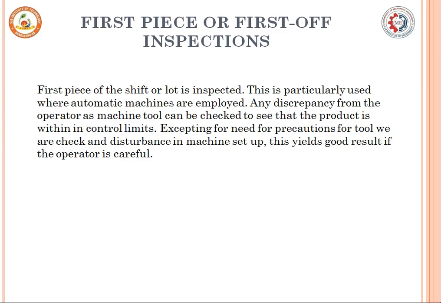So let's see further. Inspection is first piece or first off inspection. The first piece of the shift or lot is inspected. It means when you produce a lot, for example 100 pieces given to manufacture, the first 100 pieces are checked whether they can be employed or not. If there is any discrepancy in the operation, that has to be checked, and you have to give the control limit, what is the tolerance of the component. We take precautions against disturbance in the machine setup. This yields good results if the operator is careful.